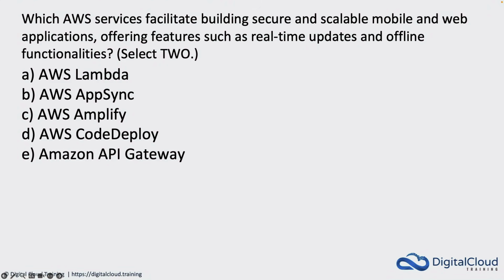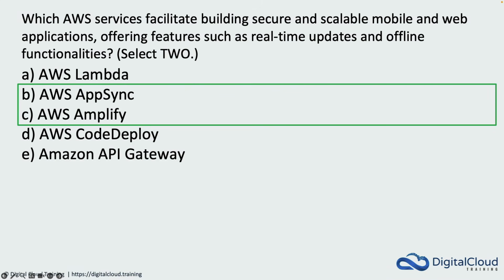Now, those other two, AppSync and Amplify, these are the correct answers in this case. So what are these services? AppSync enables the creation of flexible APIs, including options for real-time updates and offline functionality. Okay, so that's the difference between API Gateway, which does create APIs, but it's not really got that sort of focus on mobile and web. It's really for any API that you need to create, and it doesn't have that real-time update and offline functionality.